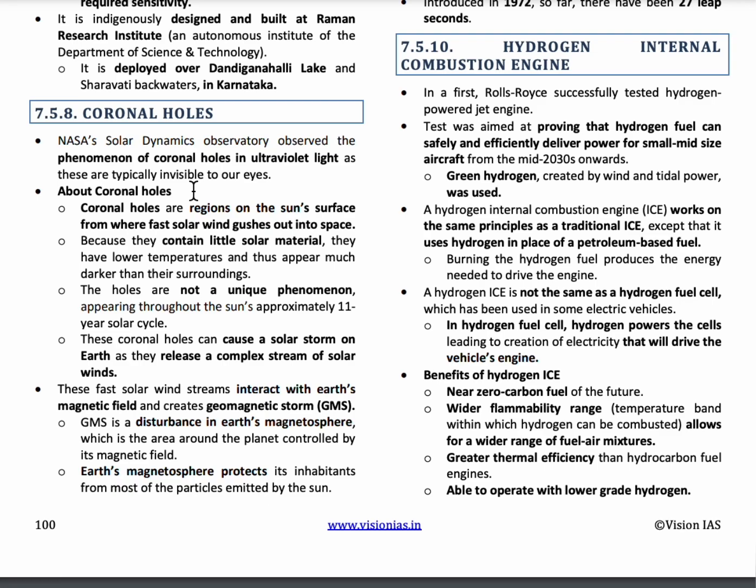The next topic is coronal holes. So coronal holes are the dark regions on the sun's surface through which the fast solar wind gushes out into space. So these holes can cause solar storms on the earth as they release a complex stream of solar winds. So when these solar winds interact with the earth's magnetic field, it causes geomagnetic storms.